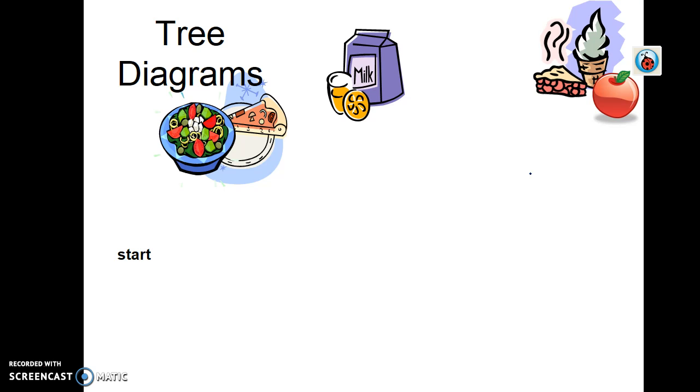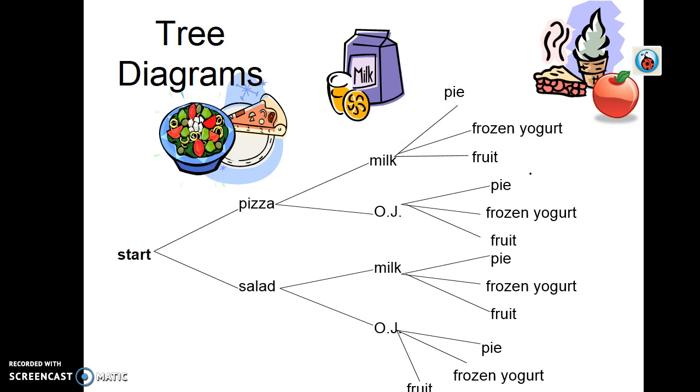So I want to remind you that one way to come up with all the different possible outcomes for theoretical probability is to create a tree diagram. And tree diagrams are simple and easy, except they can get really cumbersome and really large. So we want to have a different way of coming up with the total outcomes besides that.